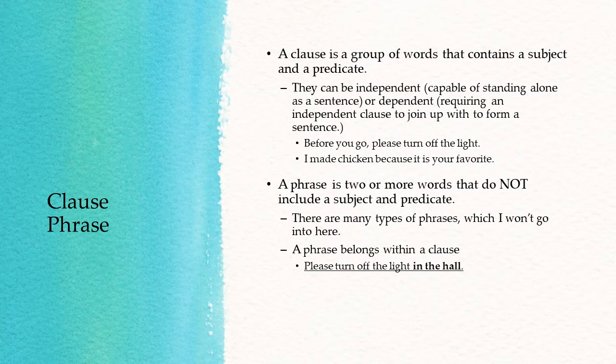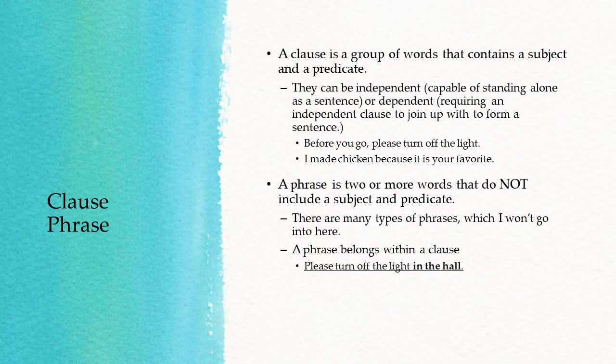So, for our examples: before you go, please turn off the light. Before you go has a subject and it has a predicate. You go. But it's not a complete thought. Before you go, you're just kind of waiting for more. So that's a dependent clause.